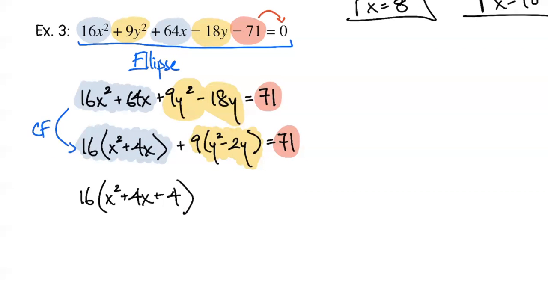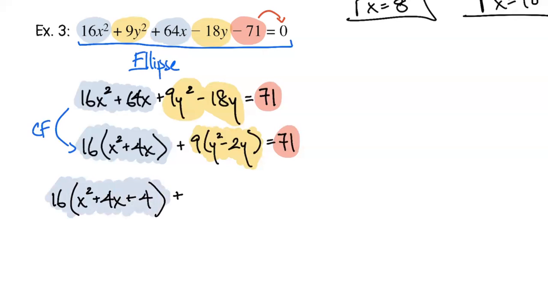Okay. Now, let's do the same thing with the yellow. Nine. I've got y squared minus 2y. What do I need at the end to make that a perfect square? Yeah, I'm gonna need a 1. Right, I'm gonna need a 1.